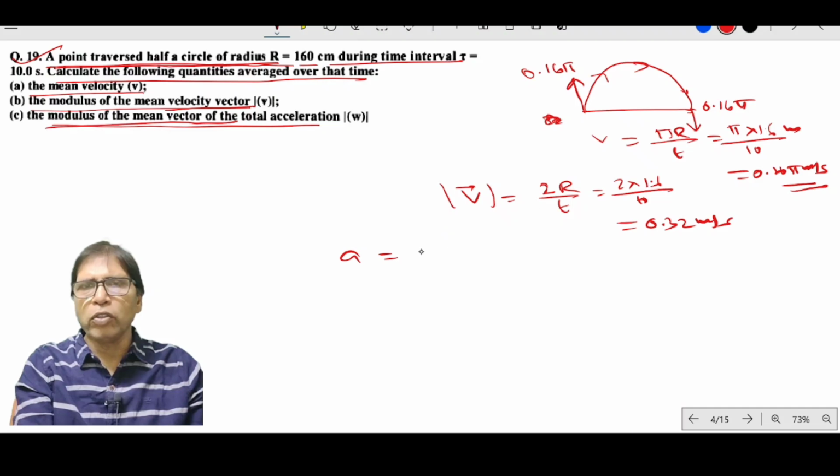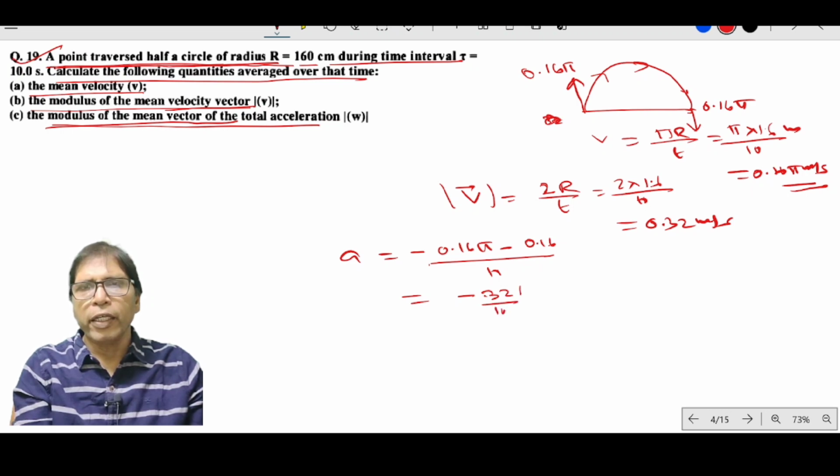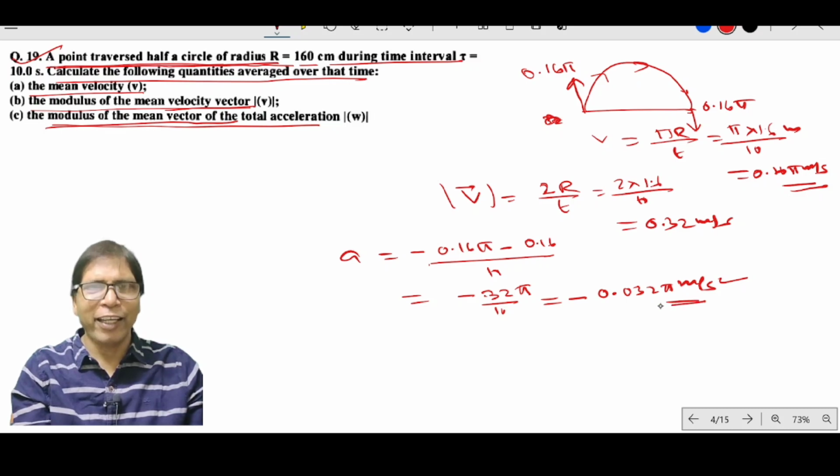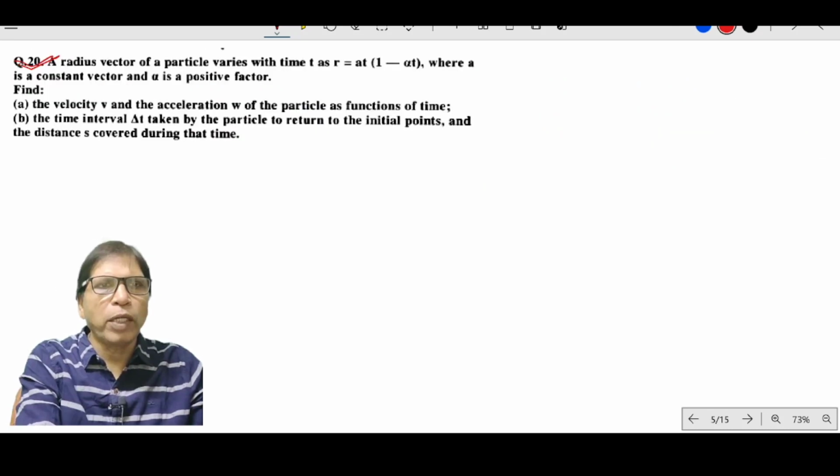the final velocity minus the initial velocity: minus 0.165 minus 0.165 into minus, that is plus, divided by time. Time is 10 seconds. So this is the negative sign of 0.32 by 10 into pi. Therefore, the acceleration is negative 0.032 pi meters per second square. Okay, understood? Now question number 20.